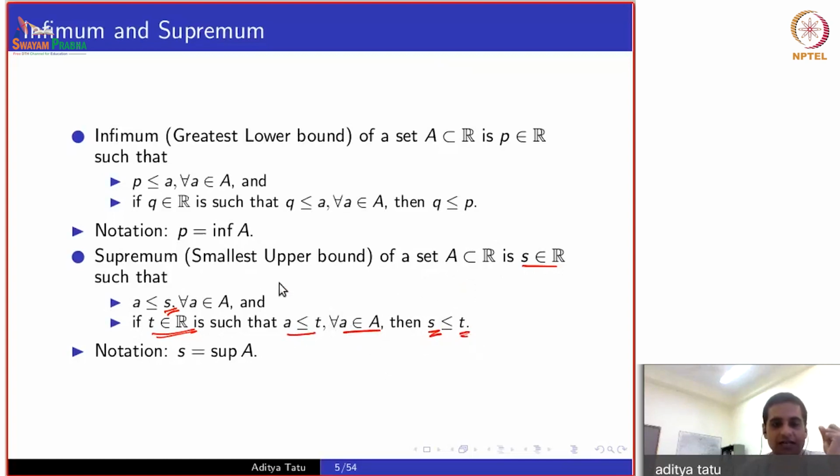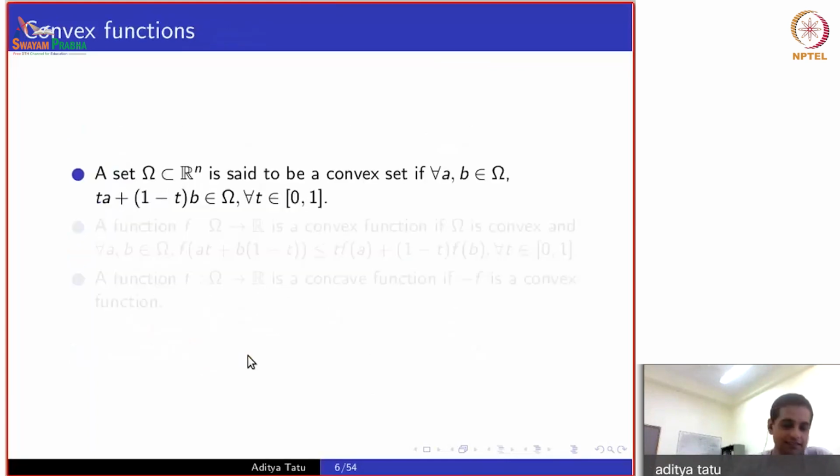So think in words, the phrase smallest upper bound describes it very well. The smallest upper bound of that set. Whether that upper bound is in the set or not does not really matter. The notation is sup of P. Right, then let's look at convex functions. What do we mean by a convex function, and more importantly, why are they required for optimization?